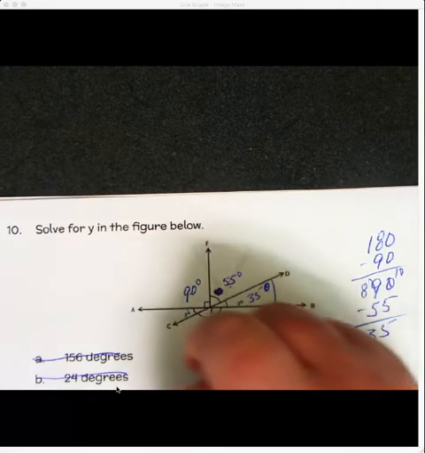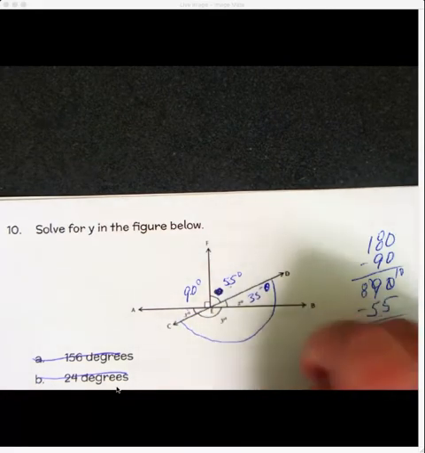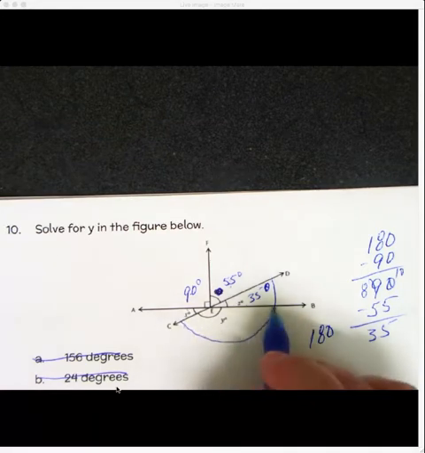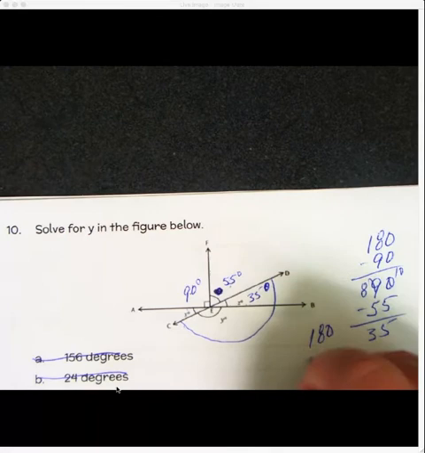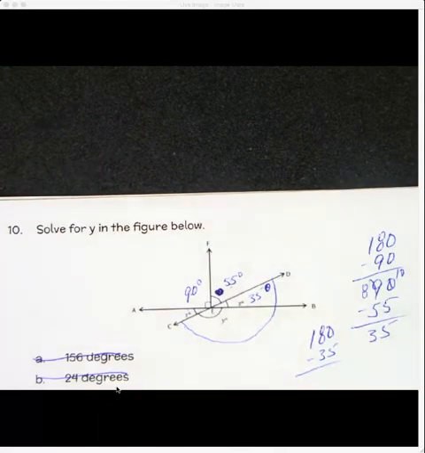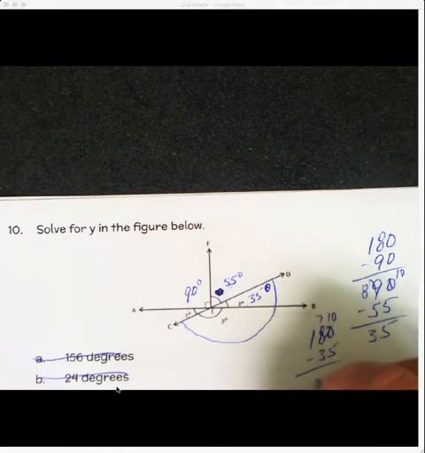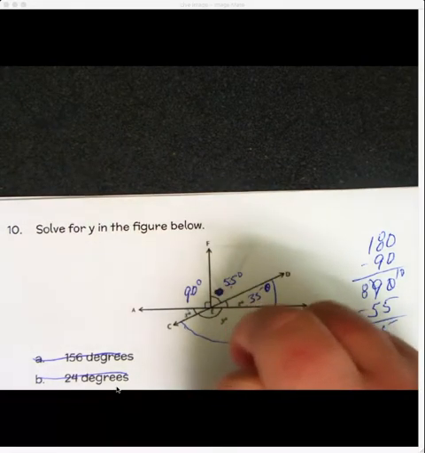So I'm just going to pretend this to here. So I know straight angle CD is 180. And I know that from here to here is what I'm trying to find. And I know this far we just found out is 35 degrees. So I'm going to take that 35 away. And that's going to give me 145 degrees. So angle Y is 145 degrees.